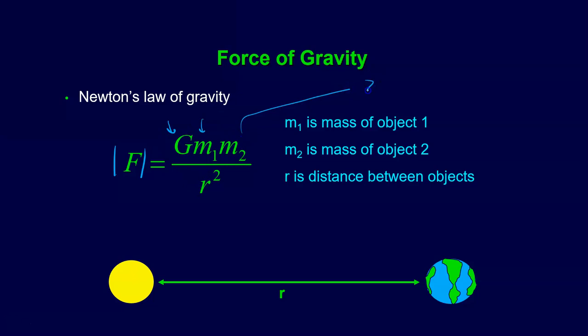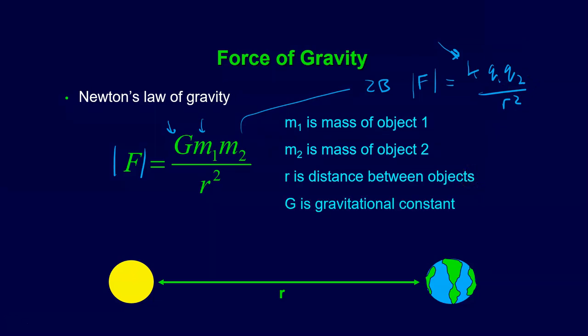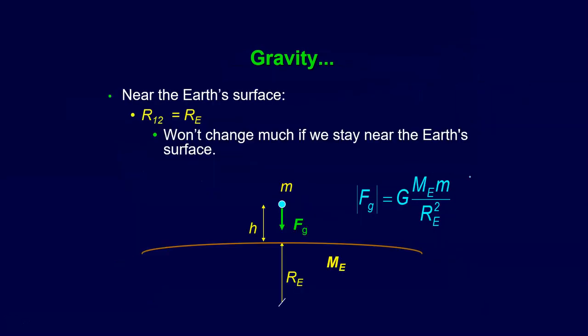When you go to the next course, 2B, you'll find that the force between charged objects has a very similar form. It looks something like this, where the things that change are a different constant, a k constant instead of this G constant, and instead of the masses, we look at q, the charge of the two particles. Besides that, there are a lot of similarities between these two forces. And G is this gravitational constant, which is this number right here.